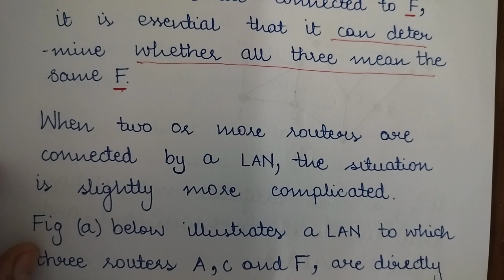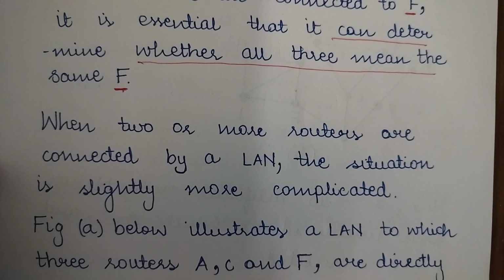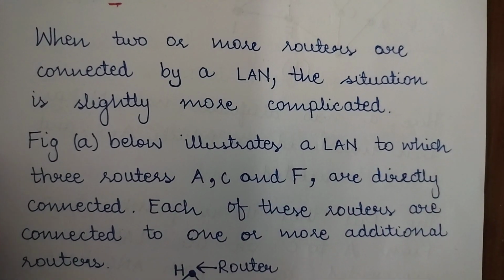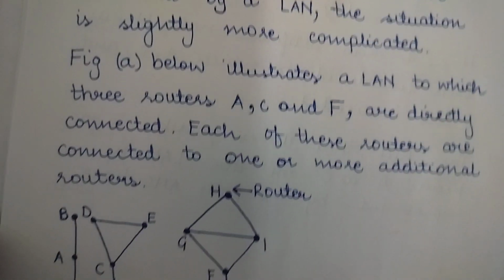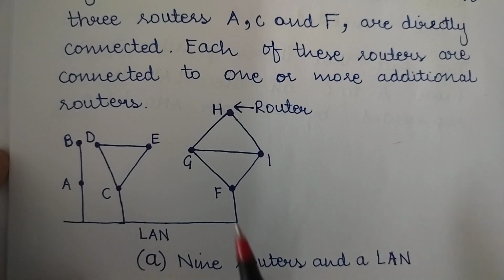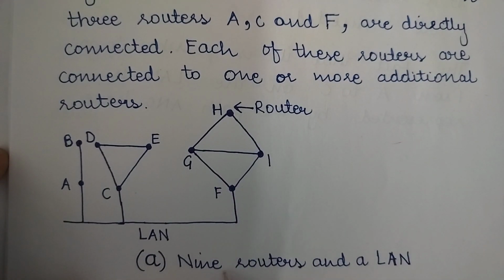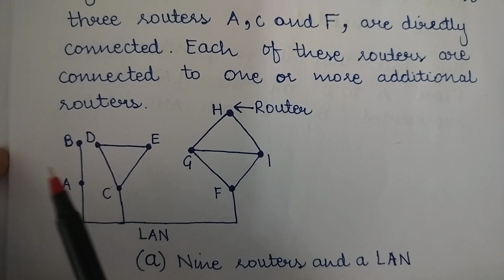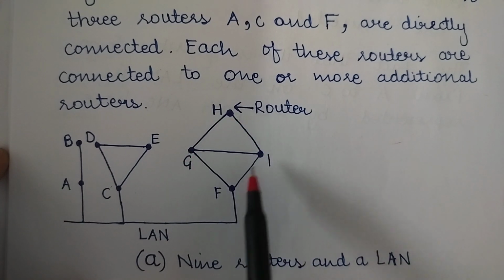So that means when you are connected by some wires by a LAN, the situation gets complicated. How? Look at figure A below. In figure A you can see that 9 routers are connected by a LAN. We have 9 routers over here: 1, 2, 3, 4, 5, 6, 7, 8, 9.